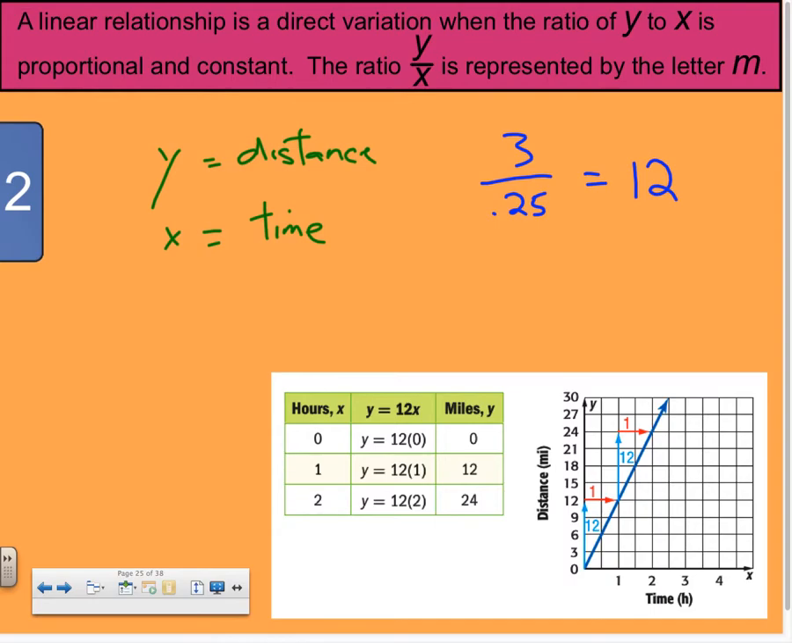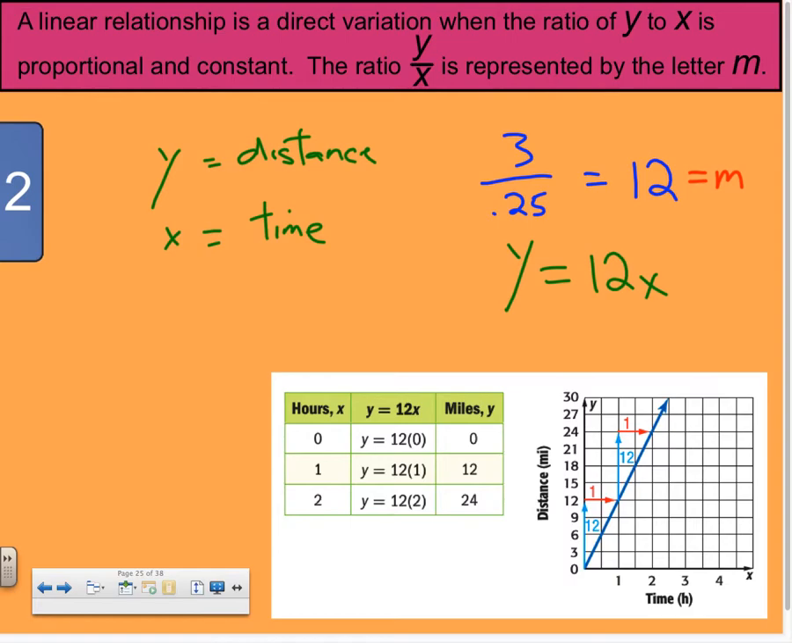Now, don't forget to pay attention to what the question asked for. It said to graph an equation. Well, did they give us an equation? No. We have to come up with it. Okay? Well, the nice thing is we have just figured out what our slope is, and we know that our slope is equal to m. So we can write an equation very easily by saying y equals 12x. So now we have an equation.